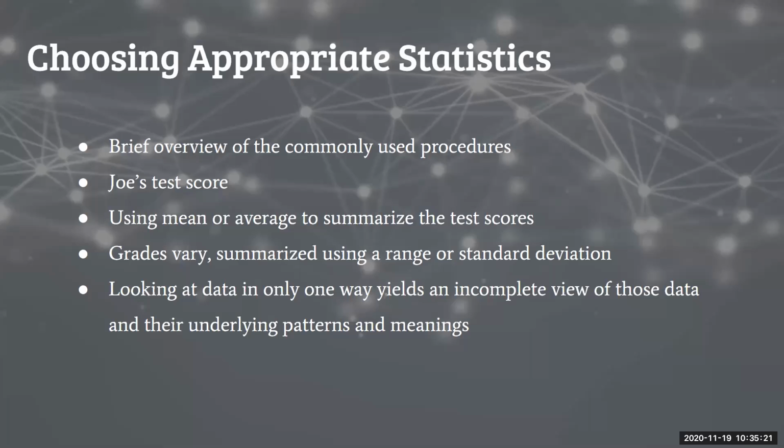Knowing how to choose the appropriate statistic for research is really important. So first, you need to have a brief overview of the commonly used procedures. Taking Joe's test score as an example, you can always summarize the test scores using mean or average. But if it's something more general like grades, it can always be summarized using the range or standard deviation. So looking at data in only one way yields an incomplete view of those data, and you're probably going to ignore their underlying patterns and meanings. So you really want to look at the data from multiple perspectives.